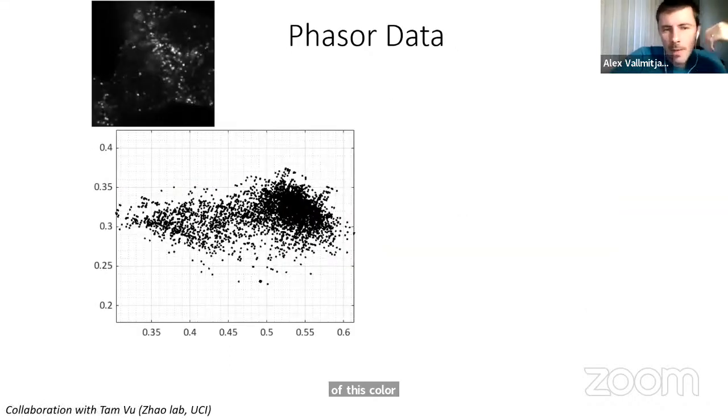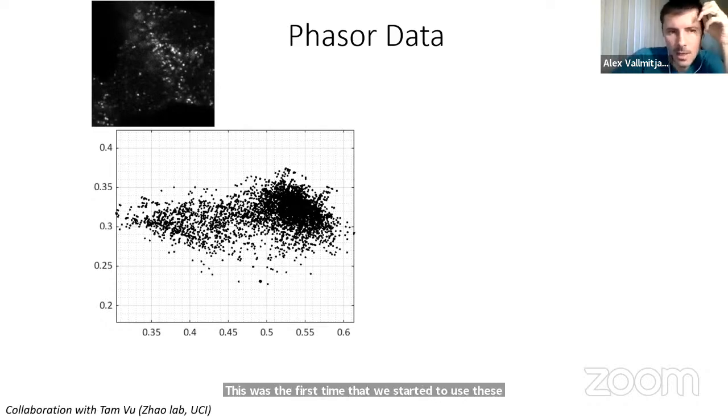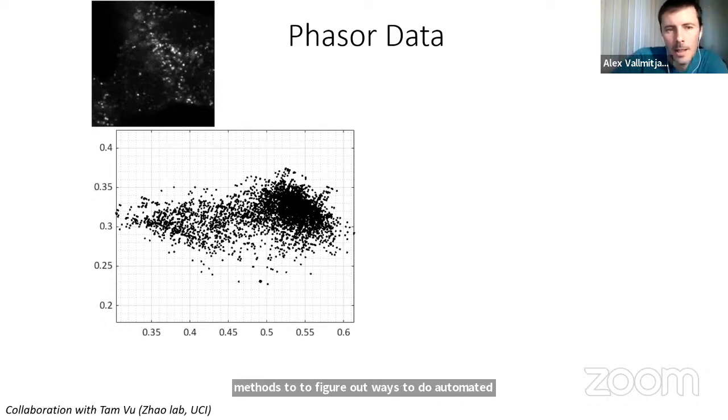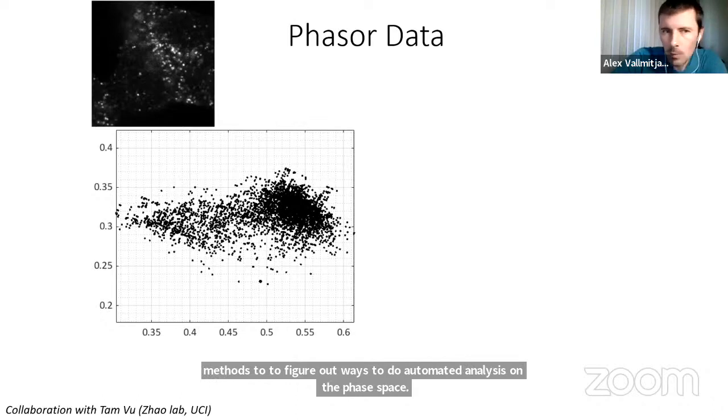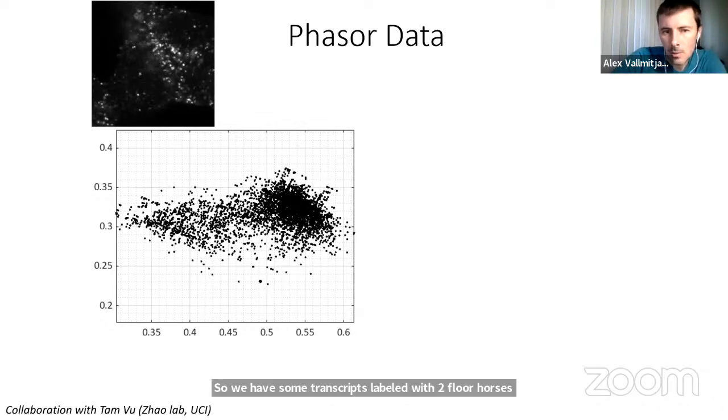Okay, so let me show you some actual phasor data. All of this was all simulations till now. So this was what Leonard was talking about, this gene expression project that started here at UCI and then developed into a company. This was the first time that we started to use these methods to figure out ways to do automated analysis on the phasor space. So we have some transcripts labeled with 2 fluorophores. These are mRNA transcripts, and the phasor distribution has this shape here.